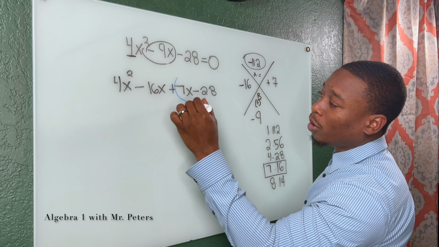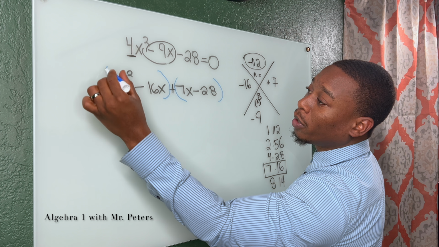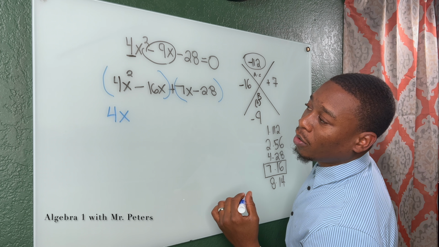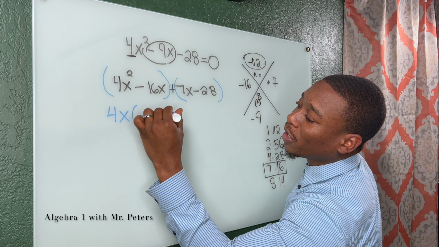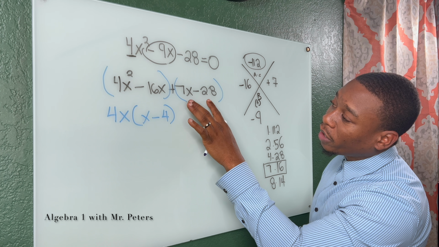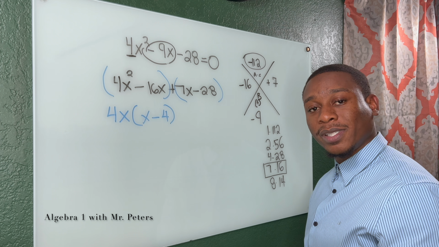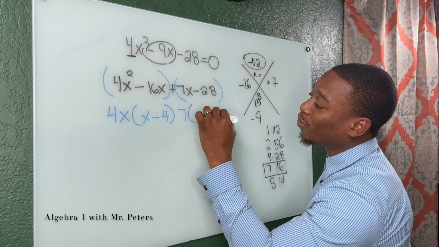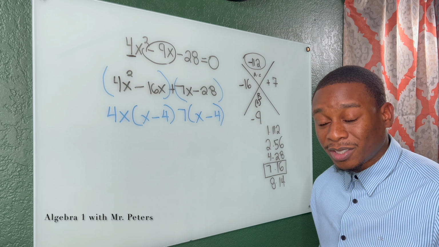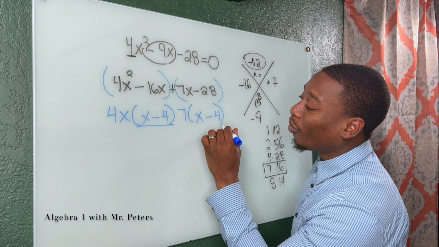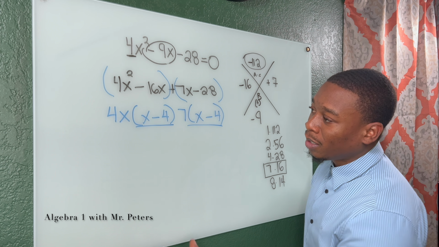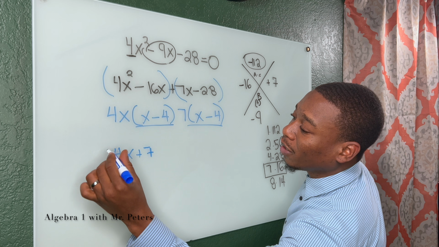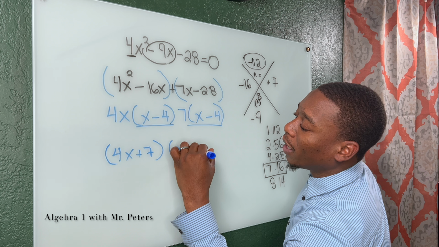So what does that mean? We're going to factor this binomial. I take out my greatest common factor of 4x, and now I'm left with x minus 4 on the inside. When I come over here, I'm going to pull a greatest common factor of 7, so I pull 7 out, and inside I have x minus 4. Now, when you're factoring by grouping, to know that you're doing it right, what's in the parentheses should be the same, and it is. So my first factor is 4x plus 7, and my second one is x minus 4.